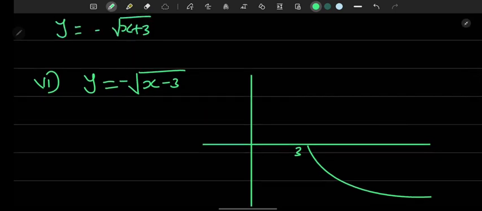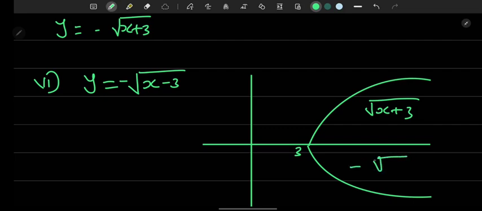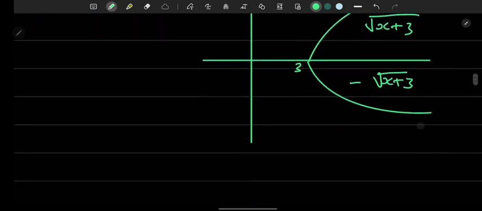If there is no minus here, you're going to have something like this. So this side here is for square root of x plus 3, where this place is for minus root x plus 3. Okay, so let's consider examples with both vertical shift and horizontal shift.